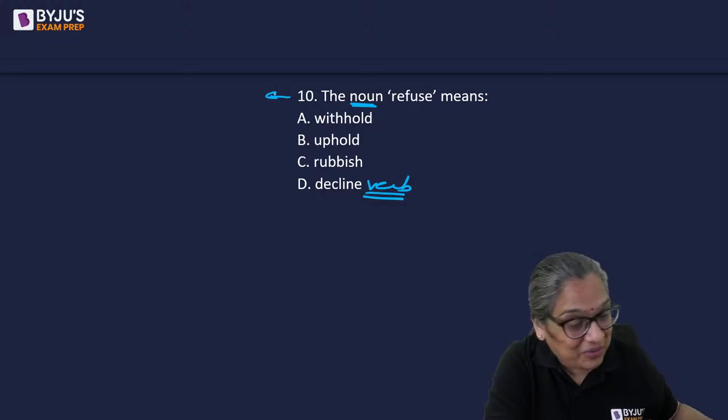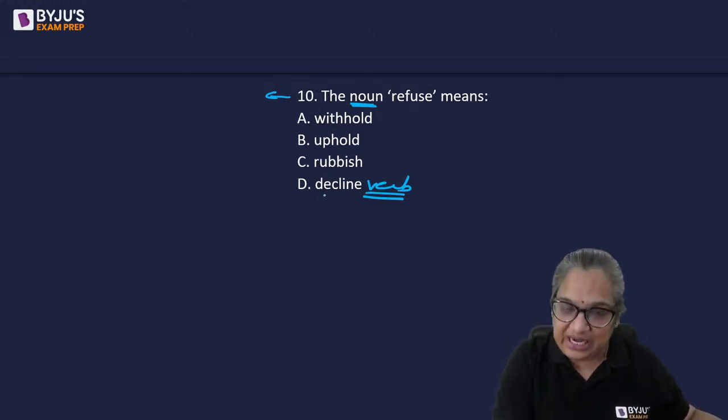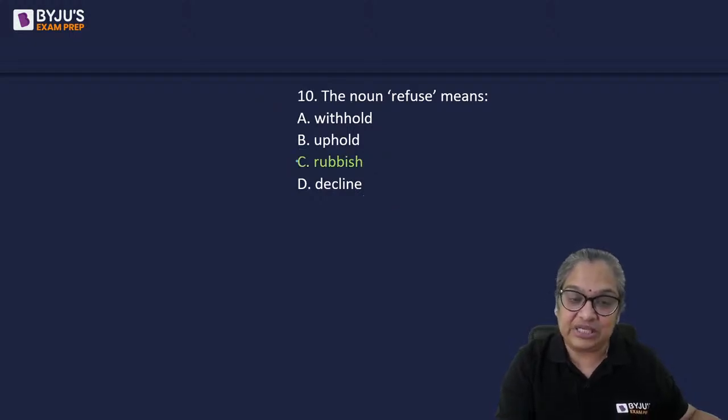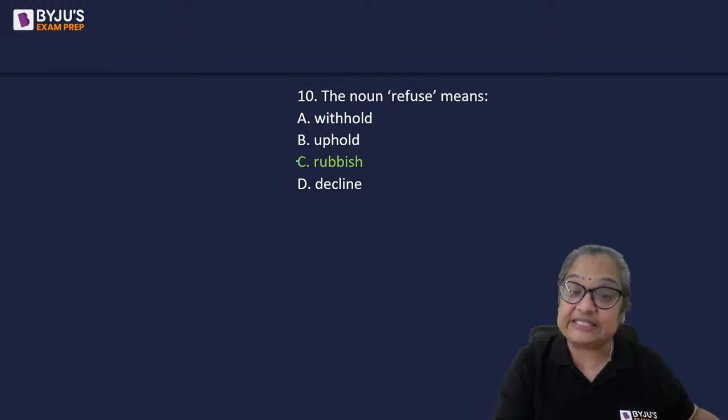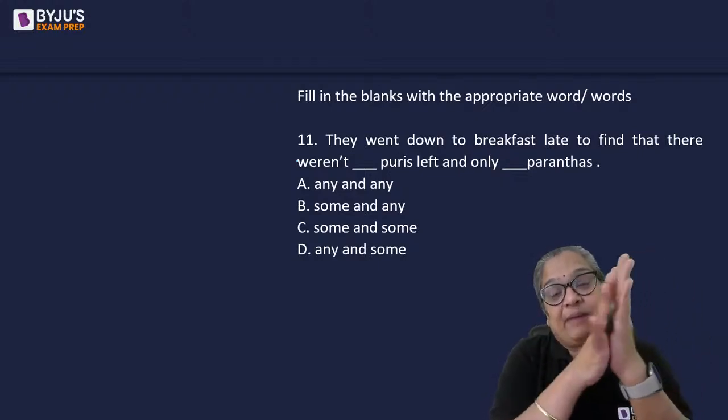Refuse as a verb means I refuse to help you. It means to deny, to decline. But the noun version of refuse is garbage, rubbish. Understood, all of you? So 10C is the answer. This was a past year SNAP question.